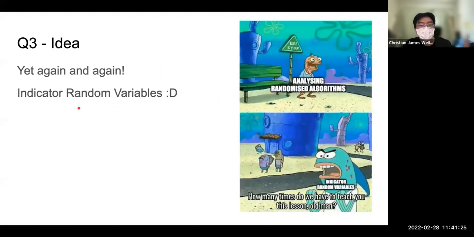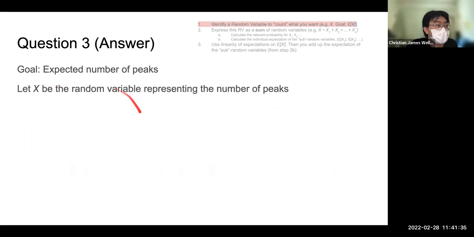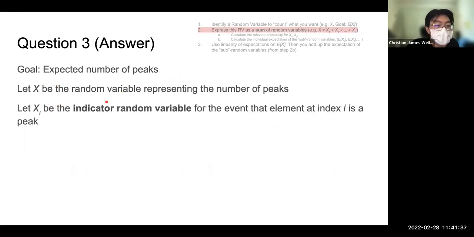Again and again, we use indicator random variables. So the idea here is really indicator random variables. Our goal is the expected number of peaks, so we let that be the random variable X, and let X_i be the indicator random variable for the event that the element at index i is a peak. And X is simply the sum over all the X_i.